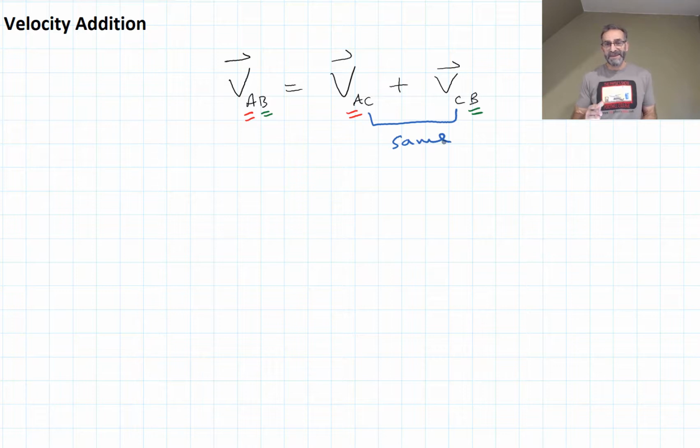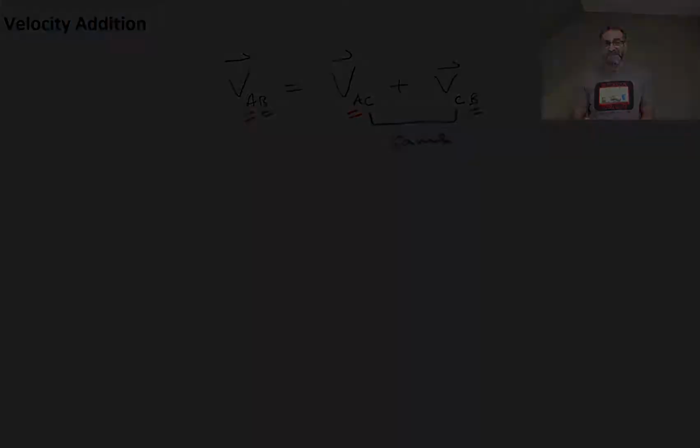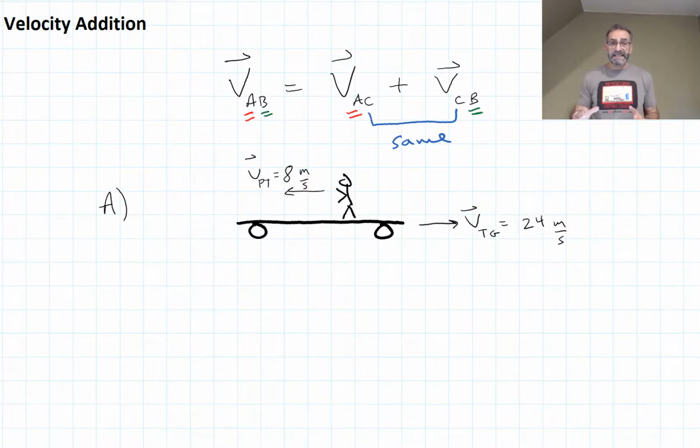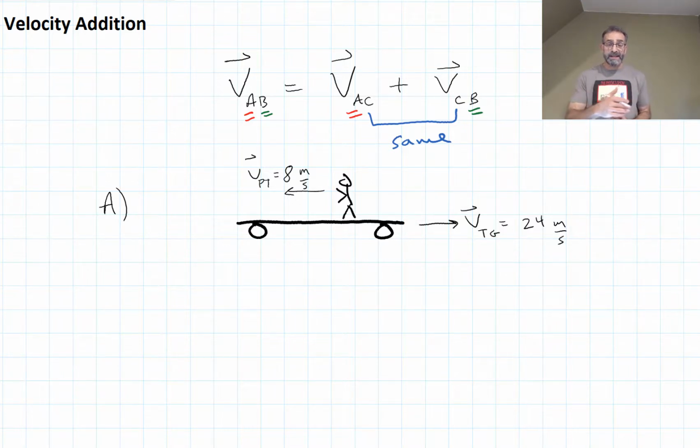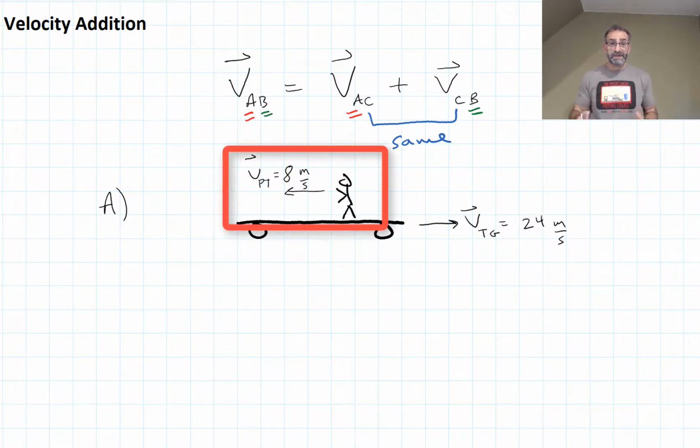I think the best thing to do is a quick example so you see how this is used. We'll start out with a one-dimensional motion problem. Then we'll get into more interesting, complex velocity addition problems. In our first one-dimensional velocity addition problem, we have a train moving to the right. The velocity of the train, measured with respect to the ground, is 24 meters per second to the right. There's a person running to the left across this train car. The velocity of the person is measured with respect to the train car that they're running on, and their velocity is 8 meters per second to the left.